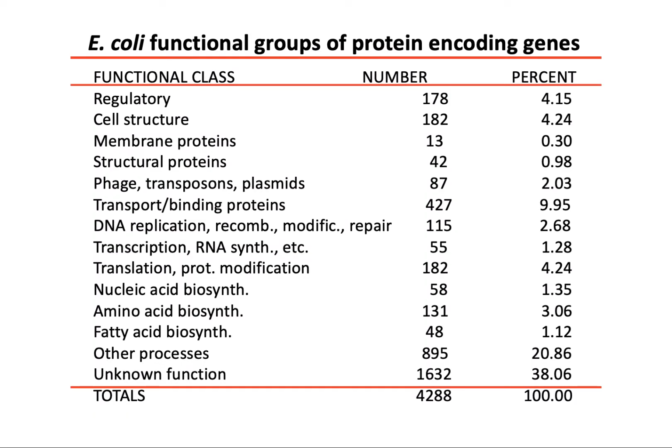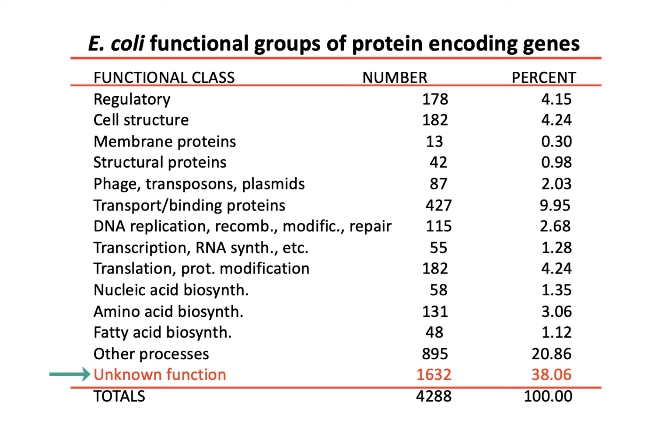Genomes can be subdivided into functional groups just to indicate what sorts of gene functions are present in those genomes. So at the top is the functional class, and then the number of genes in that class and the percent of the genome that those make up. So you can go look at regulatory genes, 178 genes in that group, which makes up about 4% of the genome. And then going down all the way to other processes means those haven't been completely categorized.